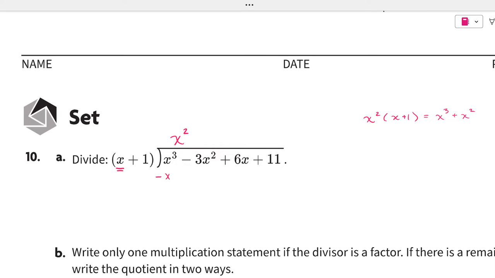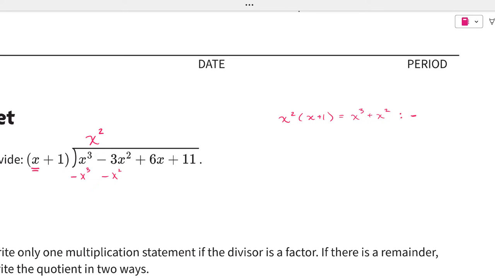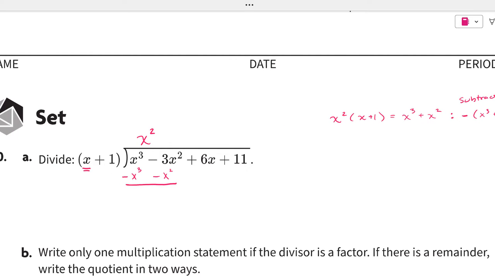Now be careful, if we're subtracting all the terms, we have to subtract both of them. So minus x cubed, minus x squared. So be really careful. If I'm subtracting this, the value I'm subtracting is negative x cubed minus x squared because I have to distribute that negative. Okay, so this gives me a minus 4x squared here, and I can pull down the rest.